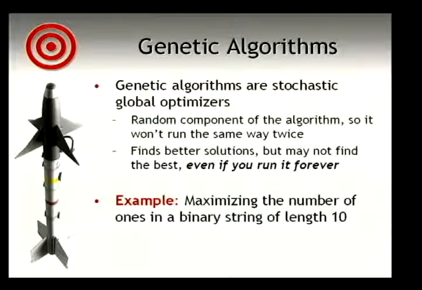So genetic algorithms, in the most general sense, are what are called stochastic global optimizers. That's a lot of long words, basically to say that genetic algorithms look for the best solution that they can find, that there's a random component of the algorithm, so obviously it won't run the same way twice, and it finds better solutions with each iteration, but it may never find the best solution, even if you run the program forever. And I'm going to use specifically an example problem here to guide you along with a little more practical example.